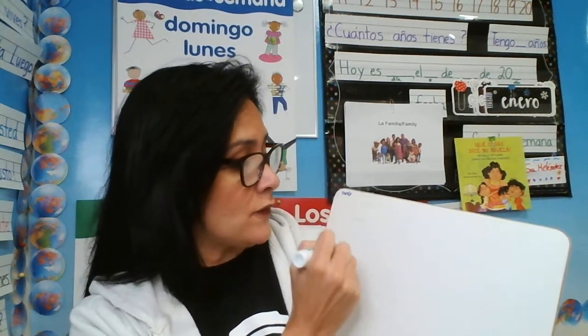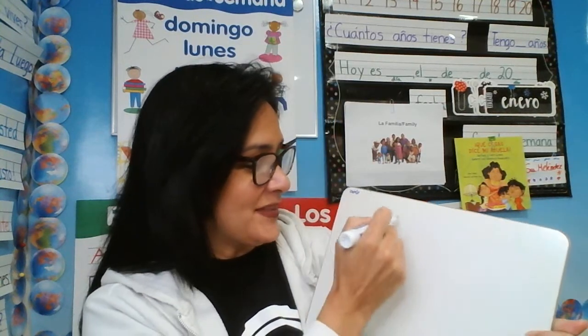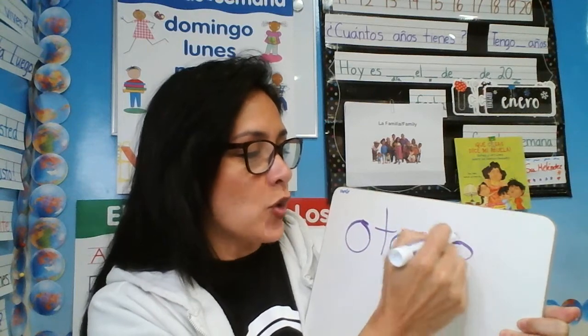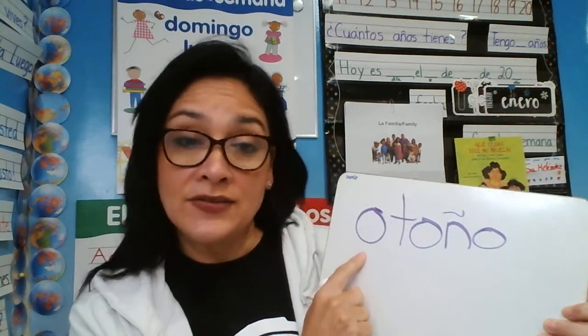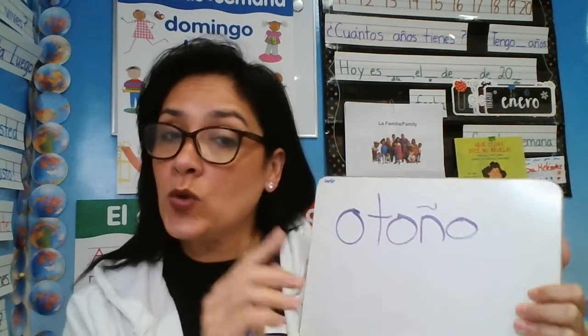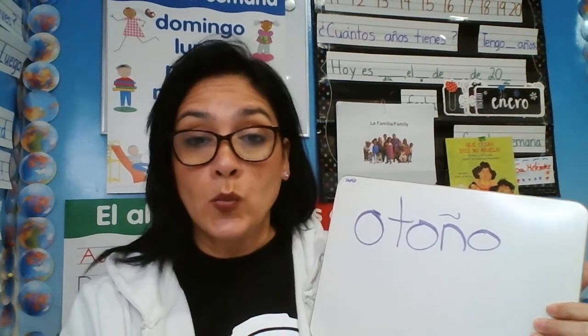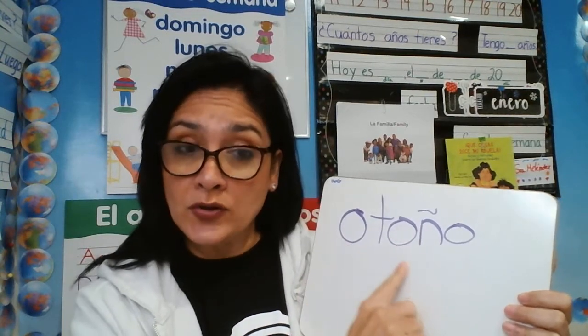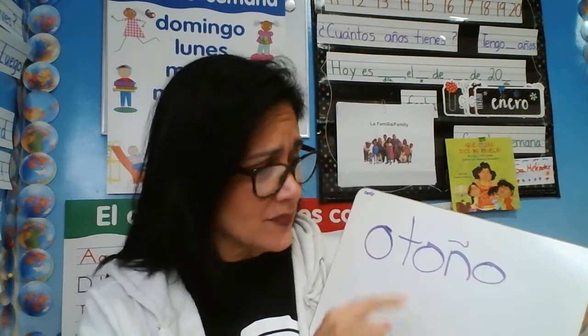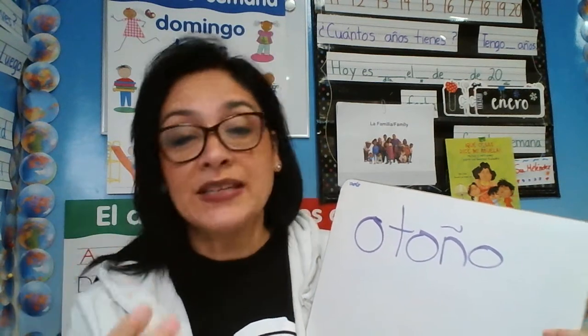Vamos a decir las estaciones. We're going to say the seasons. We are in fall, and to say fall in Spanish, we are going to say, vamos a decir, otoño. Repite, otoño. Notice that the letter O in otoño is what we call lowercase. In English, when we say autumn or fall, we have it uppercase, but in Spanish, we start our seasons with lowercase letters. Otoño is how we say fall.